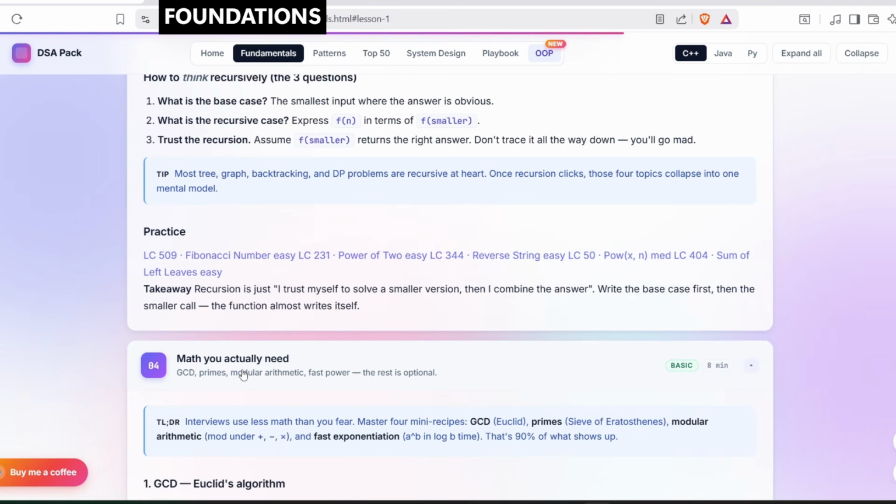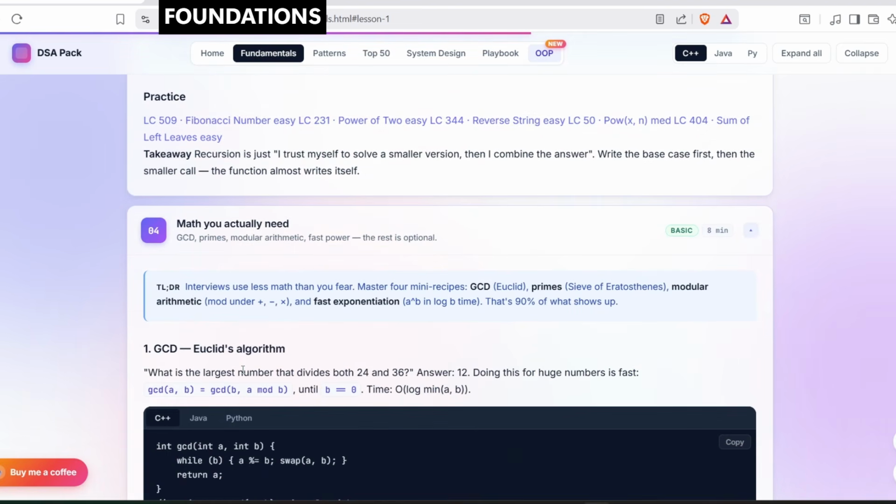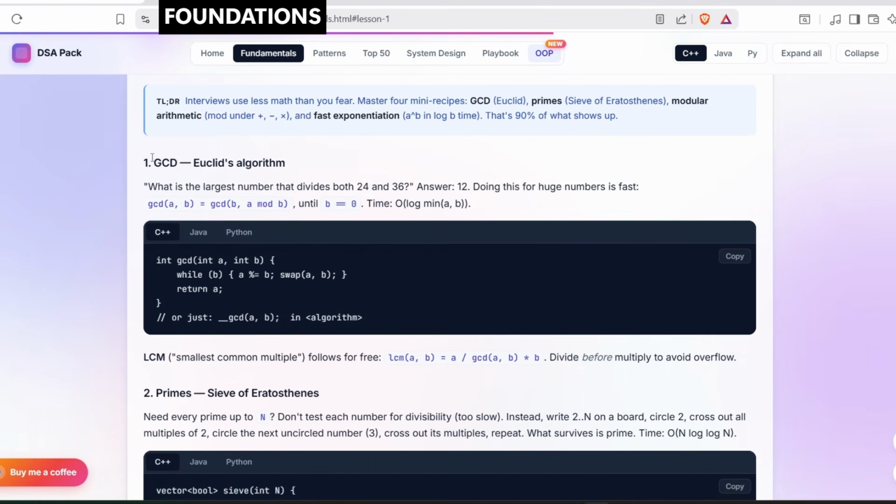And at the end, I am going to tell you what math you actually need. Interviews use less math than you fear. Master 4 mini recipes: GCD, most important, primes, modular arithmetic, and fast exponentiation. That's 90% of what shows up. Very much important.